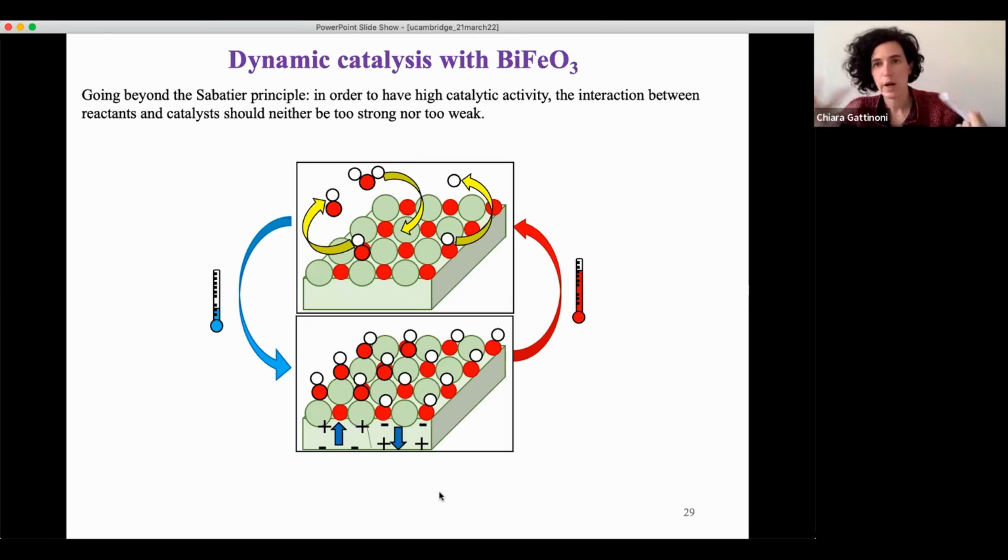So one example could be that below the ferroelectric transition temperature, when the material is ferroelectric, the surface charges help trigger chemical reactions. So for example, water dissociates. And then when we go above this temperature, the absorption of these products becomes weak, and they go away, and new water molecules absorb, etc. So there are many of these examples in the literature.